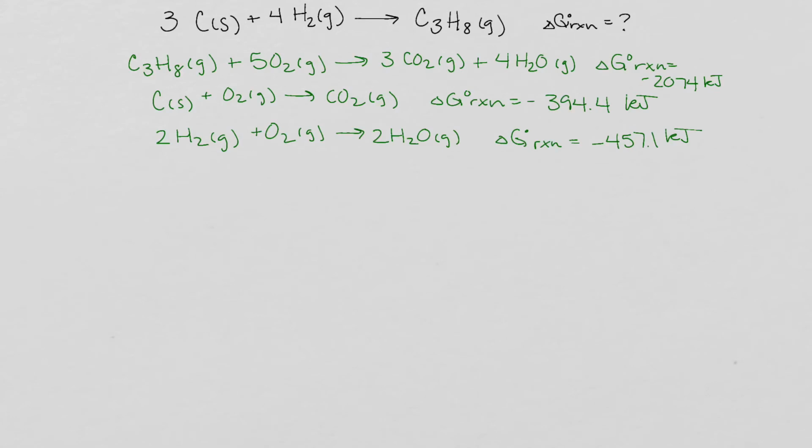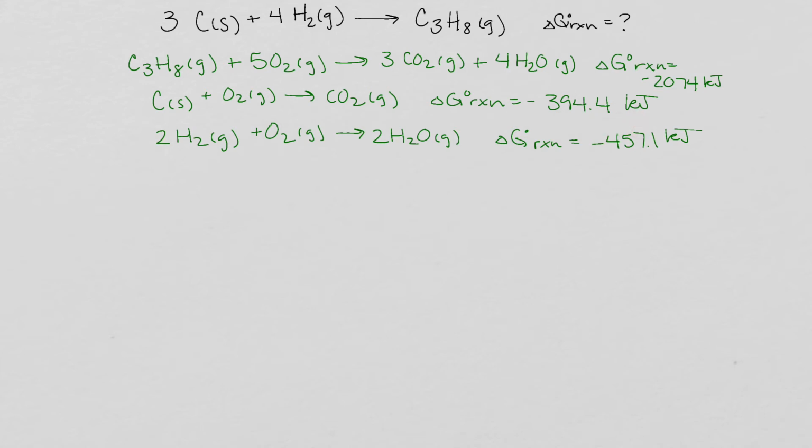Okay, so these are 3 reactions that I know my delta G of formation. So let's see if I can manipulate these in some way. So there are some rules. If you have to multiply a chemical reaction by any factor, then you have to multiply the delta G by that factor. So what do I mean by that? Well, we want 3 carbon solid, so we're probably going to have to multiply this by 3, and if that's the case, then we have to multiply this value by 3.